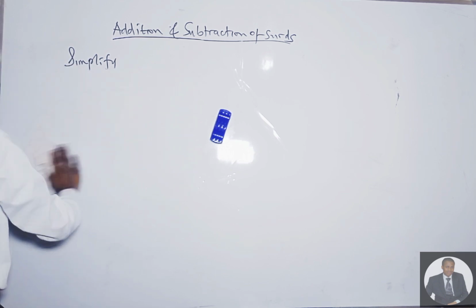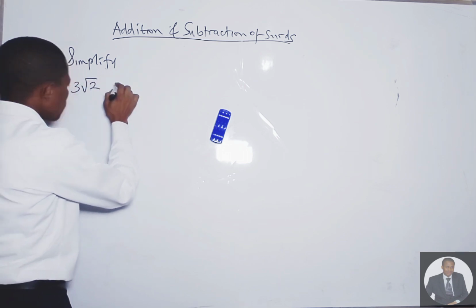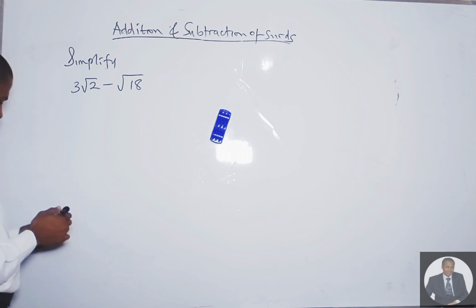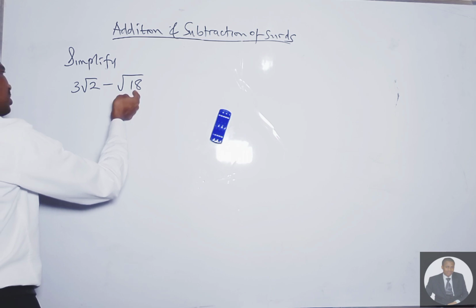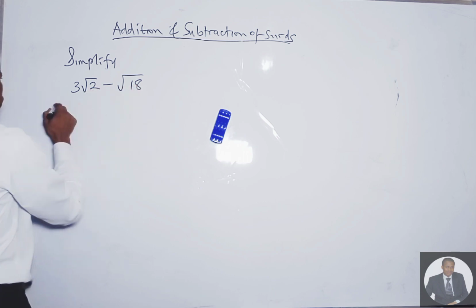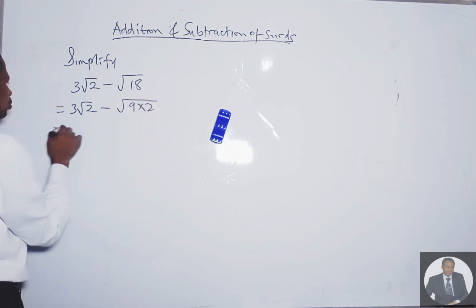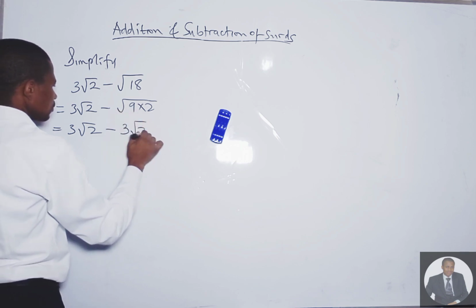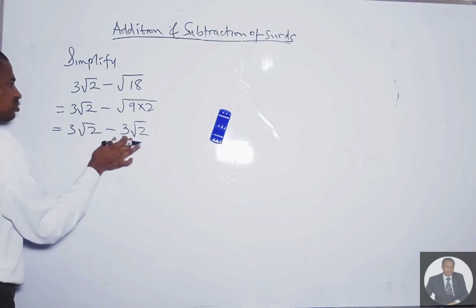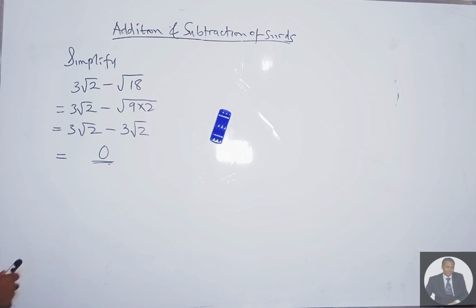Another question. 3 root 2 minus root 18. We have to do something to this root 18 so that it gives us root 2. 18 is 9 times 2. So what do we have? 3 root 2 minus the square root of 9, which is 3, root 2. So 3 minus 3 is 0. So we still have 0 as our answer in this particular question.